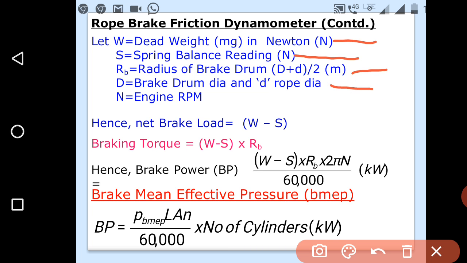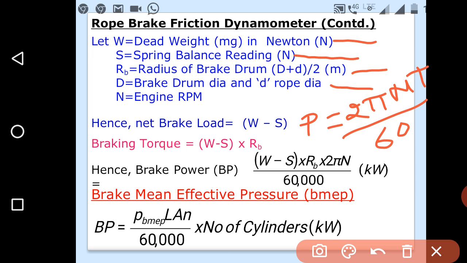We already know that power can be measured with the help of 2 pi nT, and this N is in rpm, that's why we use 60. This will be in watts, so we convert 2 pi nT by 60 into kilowatts. We divide again by 1000, so it becomes 60,000. This is the basic formula to find the power with the help of torque. So torque we can find out.